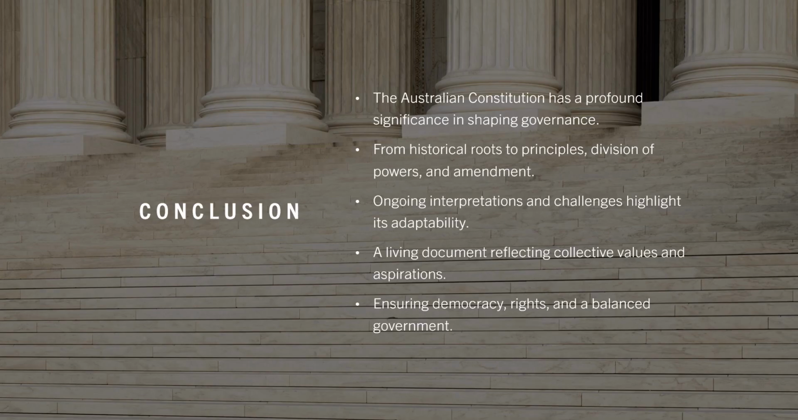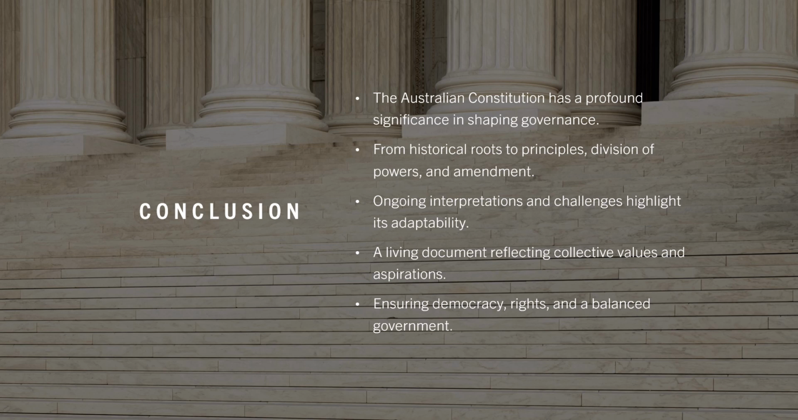In conclusion, our journey through the Australian Constitution has revealed its profound significance in shaping the nation's governance, from its historical roots and the challenges of federation to its key principles, division of powers, and the intricacies of amendment. The Constitution stands as a testament to our commitment to democracy and the rule of law. It's essential to recognise that the Constitution is not a static document, but one that has evolved and adapted to changing times. As demonstrated by the ongoing interpretations and challenges it faces, it remains a living document reflecting our collective values and aspirations.